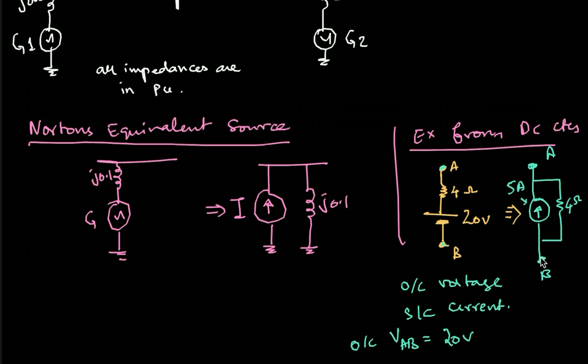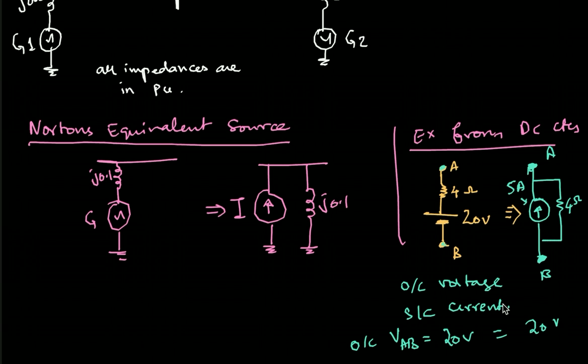Similarly here also, if I put a voltmeter between A and B, this 5 amperes current is anyway circulating in this. So 5 into 4 is 20 volts. Voltage is dropped across this. So that voltage is measured and I will also get 20 volts here.